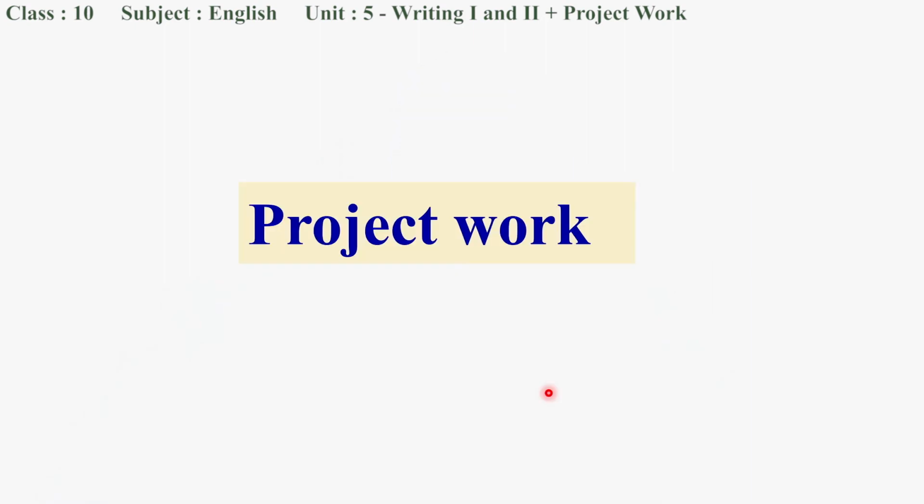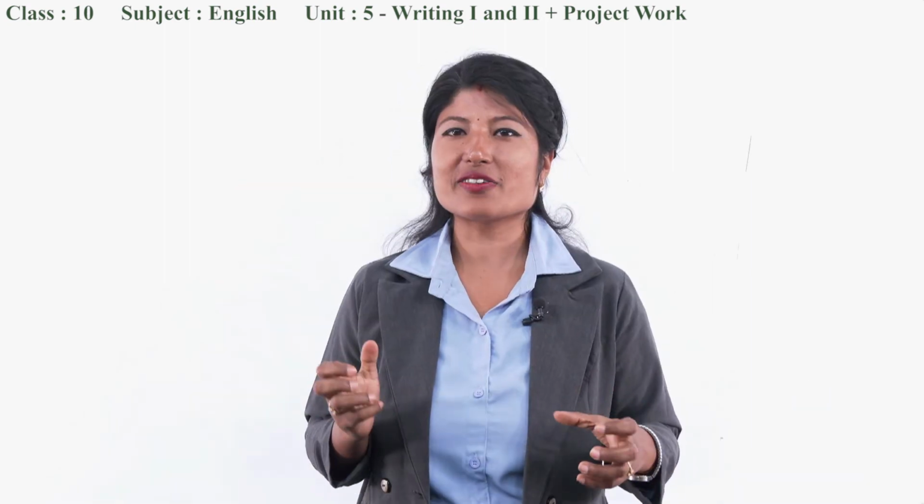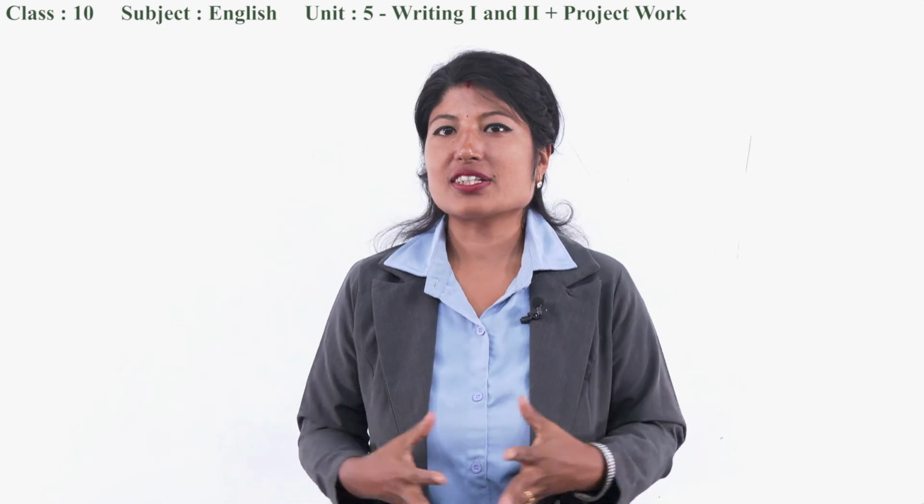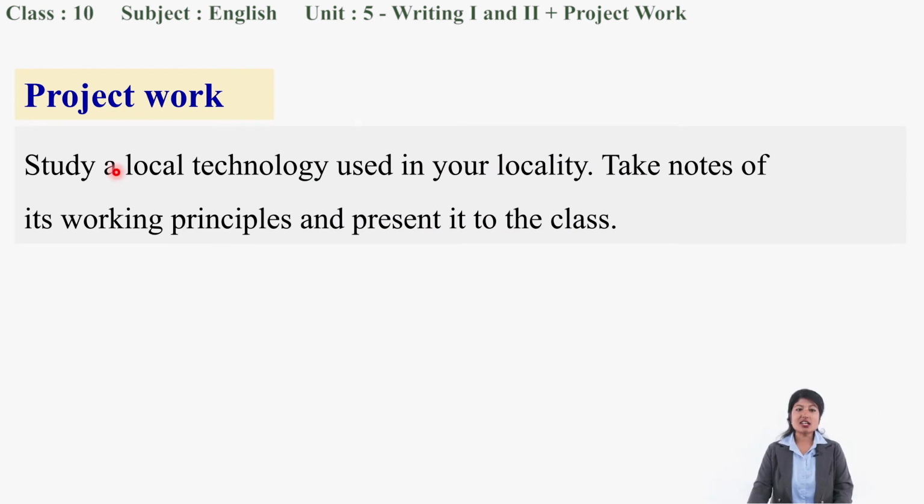Okay, now we have one more thing to do. What is that? Project work. Yes, this is a project work. Project works are always interesting, right? It's interesting to do project works. And here, what type of project work is given? Let's find it out. Okay. Study a local technology. As our unit is related with science and experiment, it is also related with technology, right? So what you have to do is go to your local area. There you have to find out the technology used locally over there.